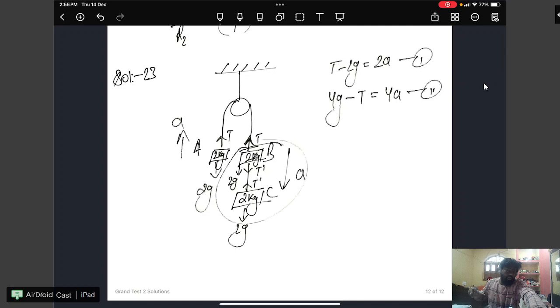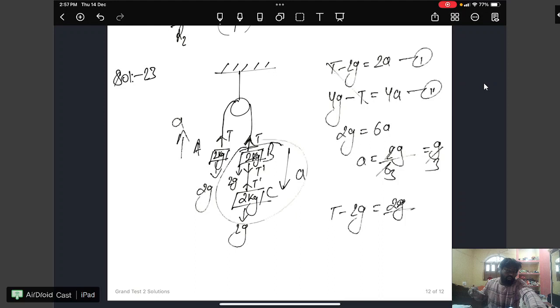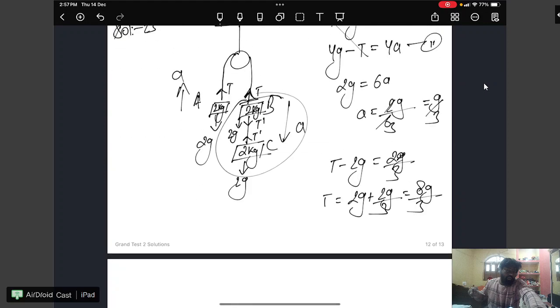So plus T minus T cancel. 4g minus 2g, 2g equals 6a. A equals 2g by 6, which is g by 3, acceleration due to gravity by 3. Substitute this value of acceleration in equation 1: T minus 2g equals 2g by 3. So T equals 2g plus 2g by 3, which is 6 plus 2, 8g by 3. Tension will be 8g by 3.